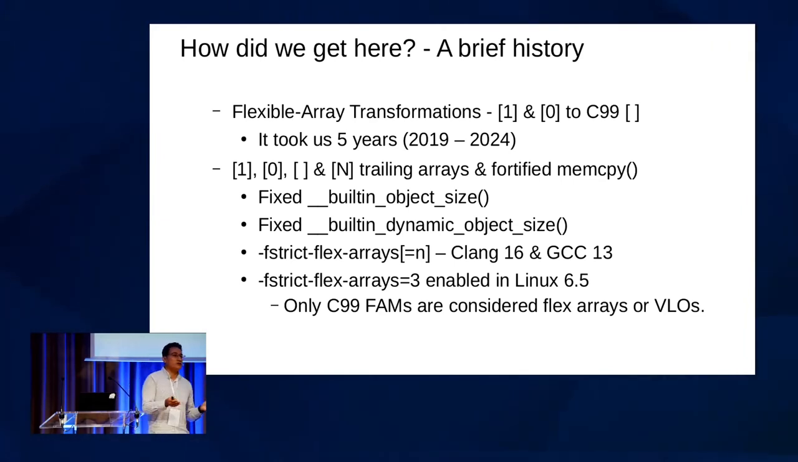Basically, what this option does is that it helps us eliminate the ambiguity of having multiple different ways of declaring a flexible array. So now that we have this option enabled in mainline, the only possible way to declare a flexible array member is by using a C99 flexible array member. With this, any other trailing array of any concrete size gains bounds checking through the 45 version of main copy, something that was not possible before this compiler option was implemented.